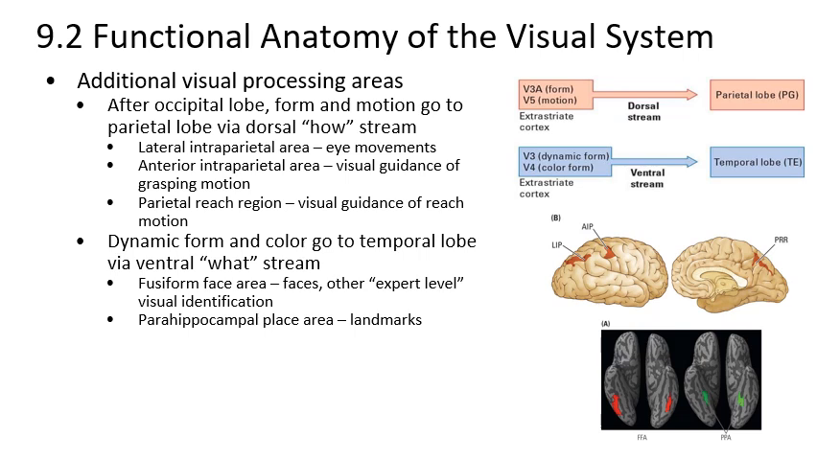The information about dynamic form and color go to the temporal lobe through the what stream, the ventral stream. And 2 big, well-known areas here are the fusiform face area, which codes for faces and other expert-level visual identification, and then the parahippocampal place area, which codes for landmarks like houses, buildings, mountains, things like this.